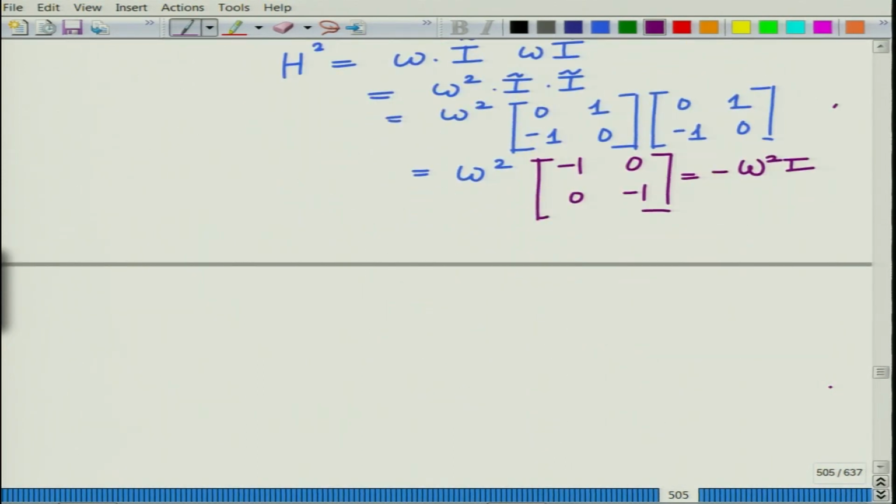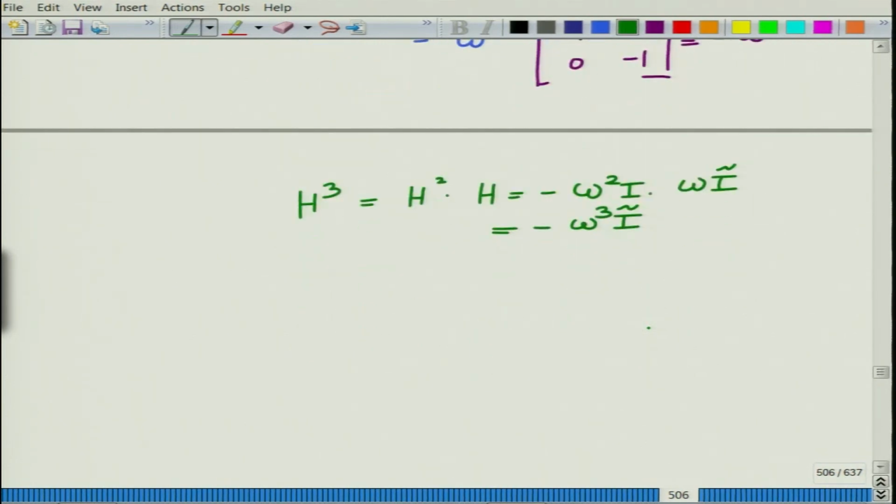And similarly, h cube will be equal to h square times h, this is minus omega square times I times omega into I tilde. So, this will be minus omega cube times I tilde.